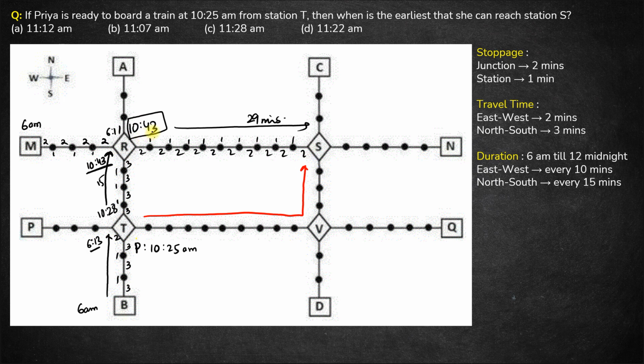So after 10:43, it will take her 29 minutes. So 29 minutes after this will be 11:12. So she reaches here at 11:12 a.m.